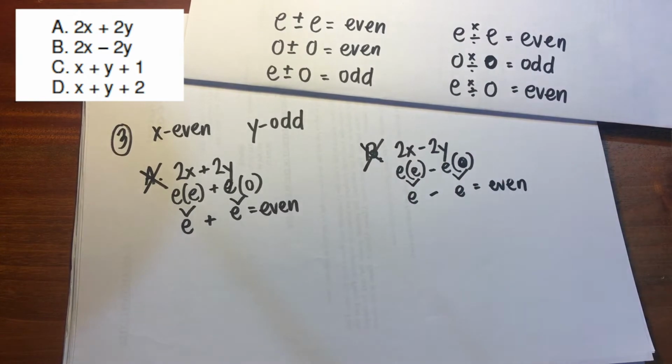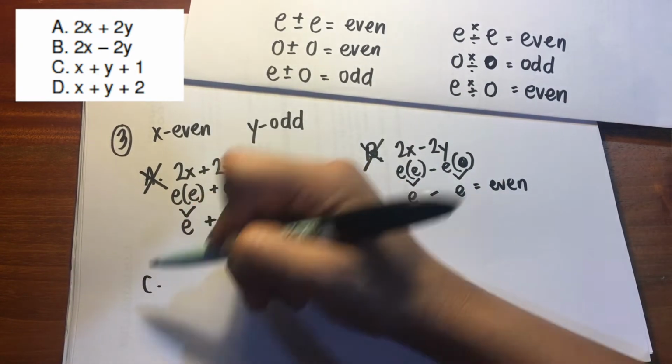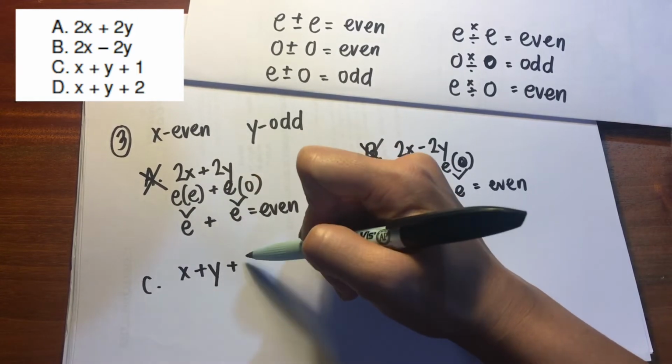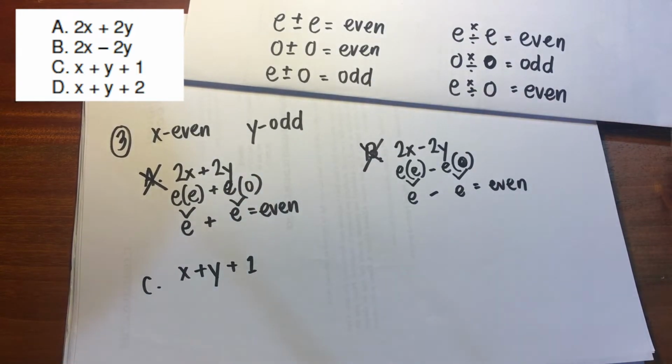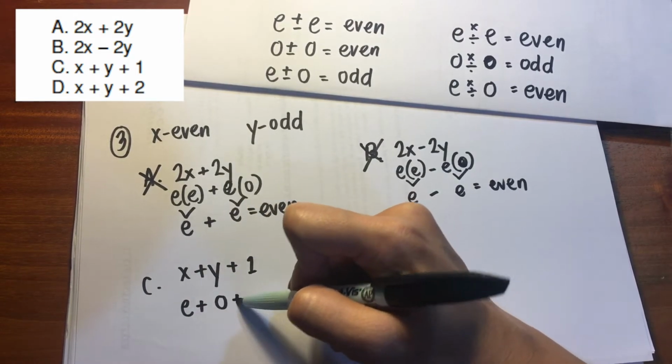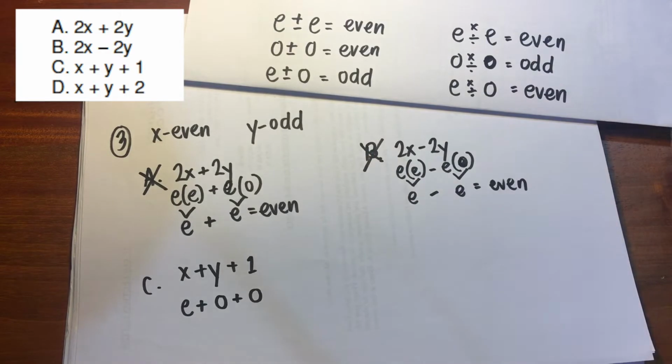B is also not the answer. Letter C, x plus y plus 1. Okay, so x is an even number, y is an odd number, plus 1, which is an odd number.